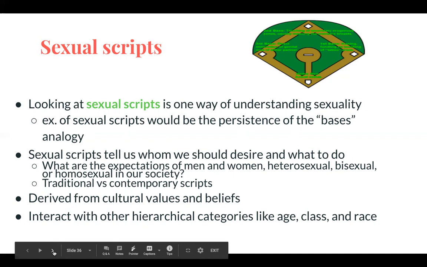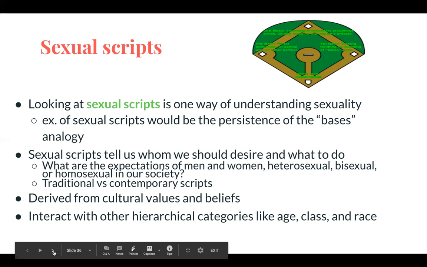These scripts are embedded in our society in a variety of ways. The idea is that if you're a member of a society and you're even semi-aware of what's going on around you, then you are somewhat aware of these scripts, even if you don't know that is what they're called.